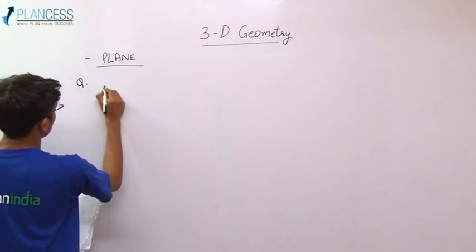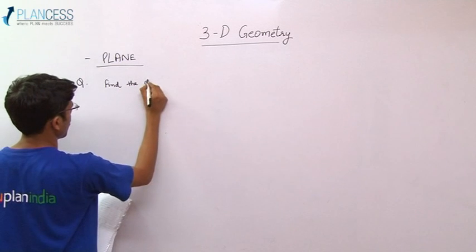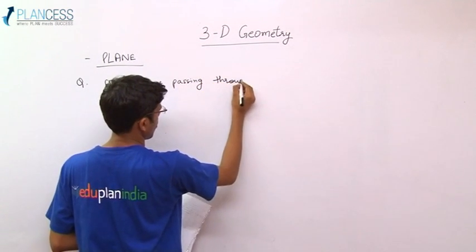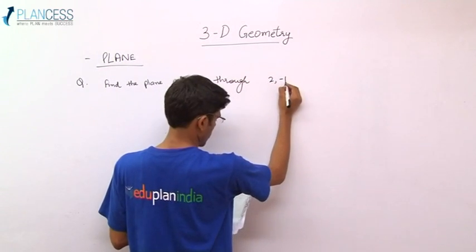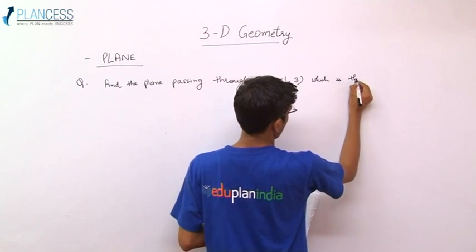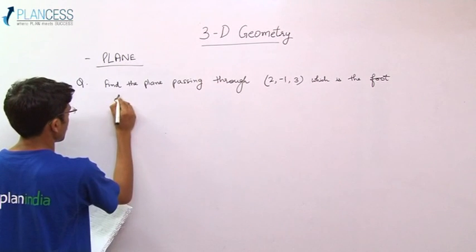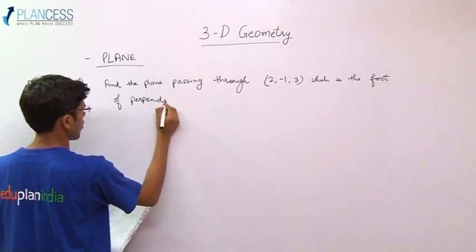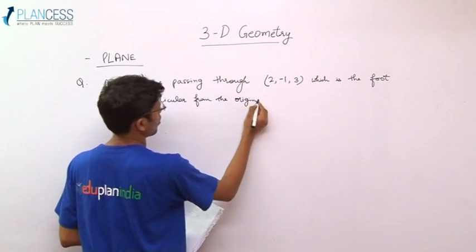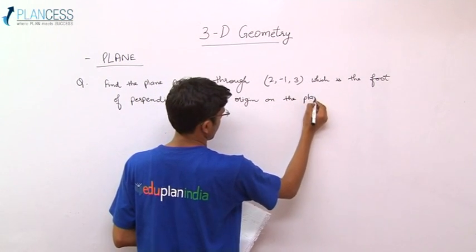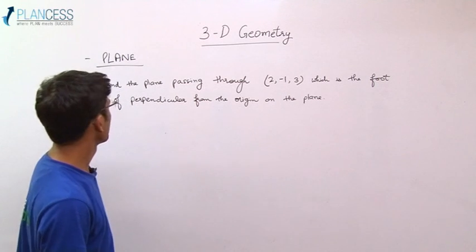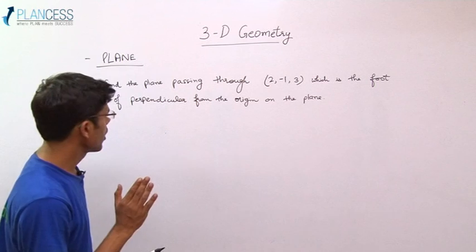The question is, find the plane passing through (2, -1, 3), which is the foot of the perpendicular from the origin on the plane. I once again repeat the question: we have to find the plane which is passing through this point, and this point is the foot of the perpendicular from the origin on the plane.